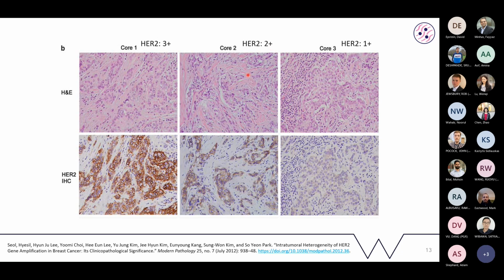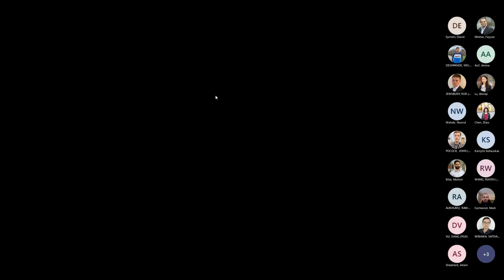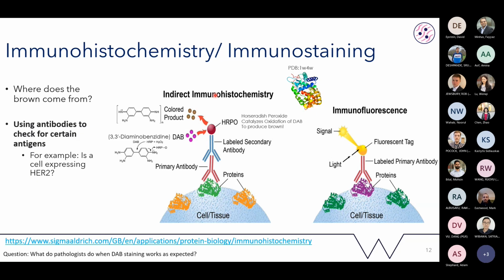There's a question on the last slide, and I'd like to end with that. So what do pathologists do when DAB staining works as expected? It's a trick question. Sorry, what? What do pathologists do when DAB staining works as expected? They dab. Right, so I'm going to just stop there.